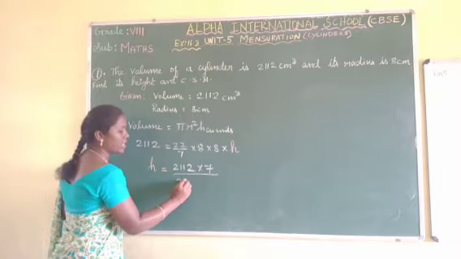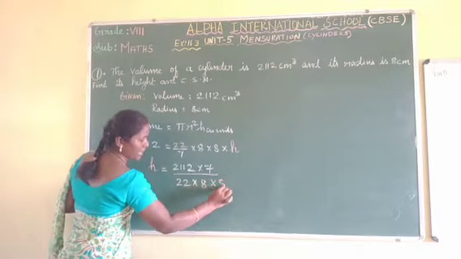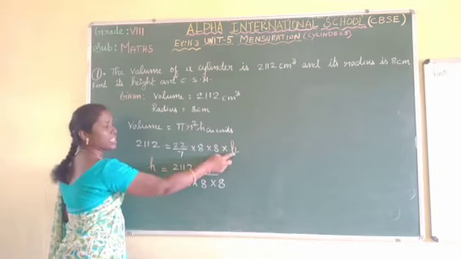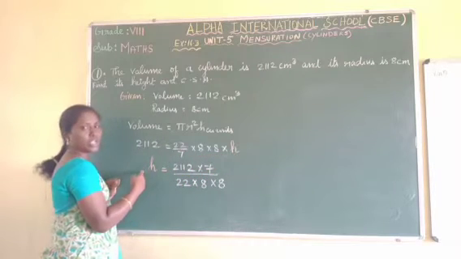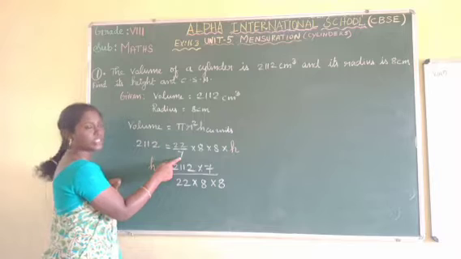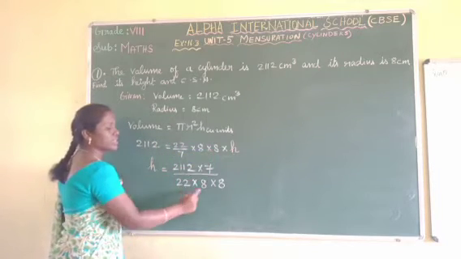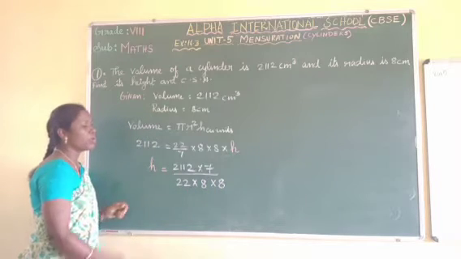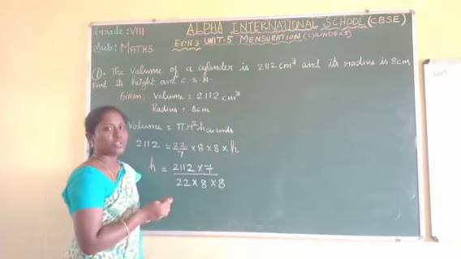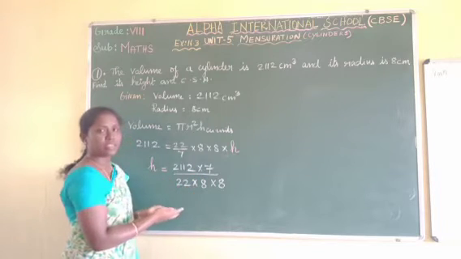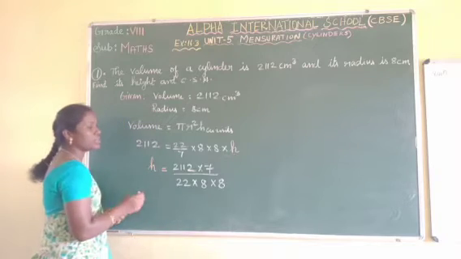So what are the other values? 22 into 8 into 8. So see, I am rearranging the equation. h is equal to, taking all other numbers to the other side of the equation. The 7 here is division, so when it goes there it comes under multiplication. All other numbers come under division. So before multiplying and dividing, we will try to simplify the numbers. Whenever you have a calculation like this with 2 or 3 numbers, try to simplify and then do the calculation. Okay, so shall we simplify?